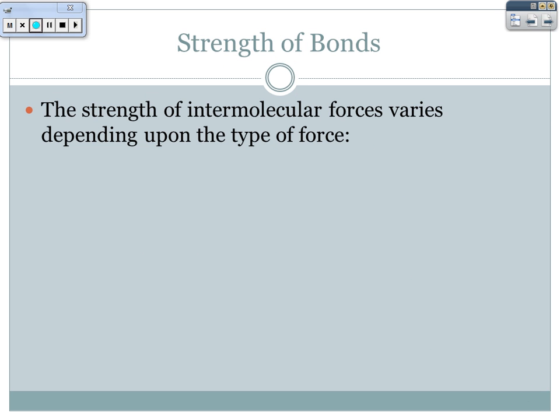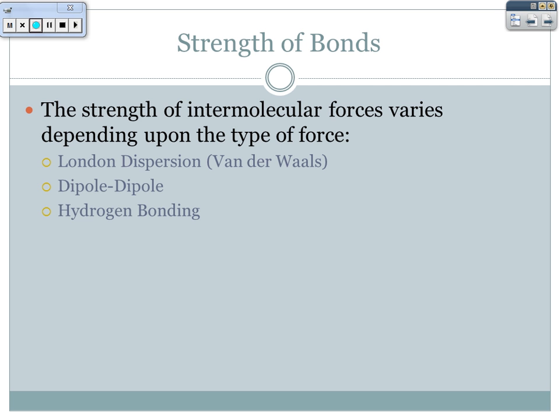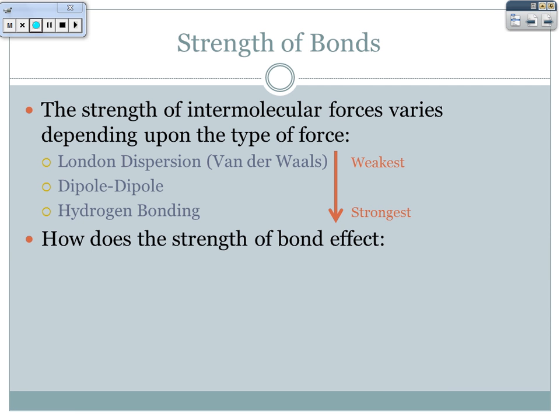Okay, so the strength of intermolecular forces varies depending on the type of the force involved: London dispersion, dipole-dipole, or hydrogen bonding. And the way that it increases is it goes from weakest to strongest. So London dispersion is the weakest, then dipole-dipole, then hydrogen bonding. Now my question to you is, how does the strength of the bond affect vapor pressure?